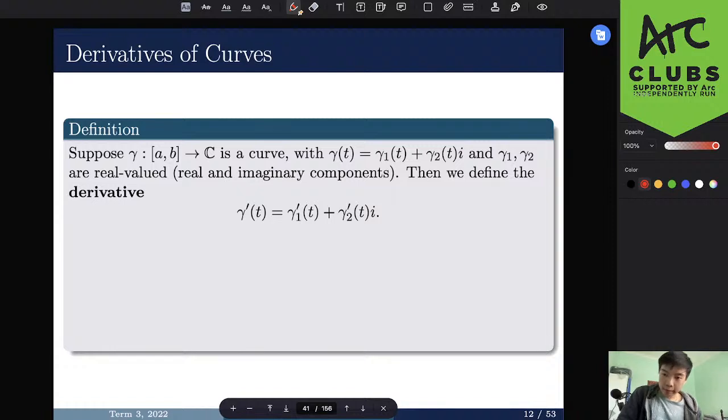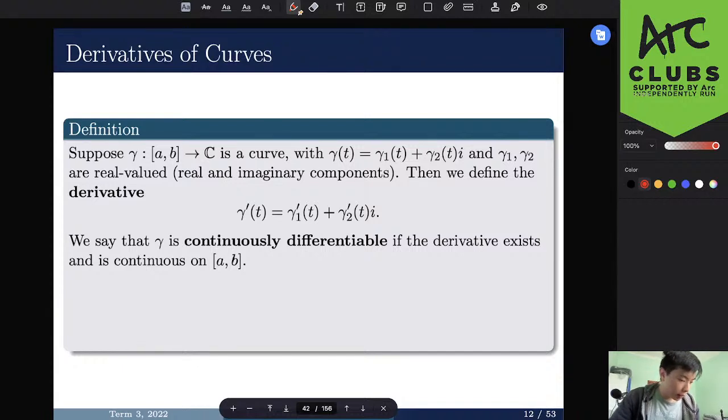So let's say we have a curve, and we can split it up into its real and imaginary parts, which are gamma 1 and gamma 2. The derivative of the entire curve is just the derivative of the real part plus the derivative of the imaginary part. And of course, it's just right here. Then we can say that gamma is continuously differentiable if the derivative both exists and is continuous at every point between a and b.